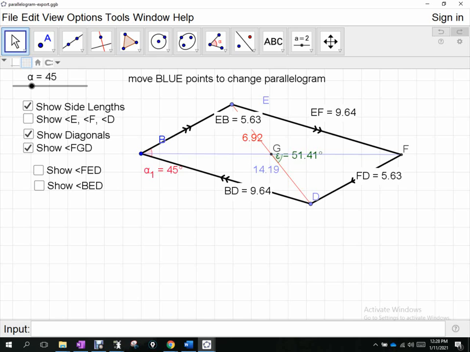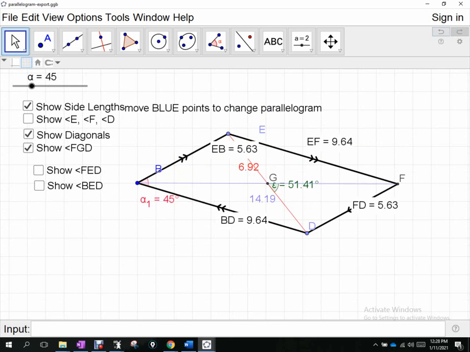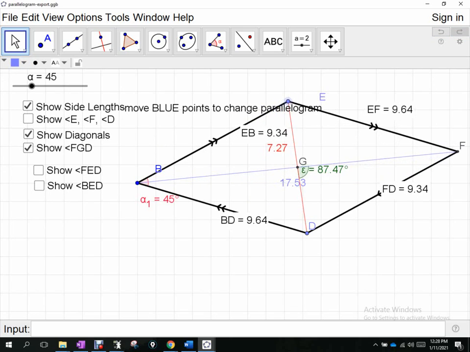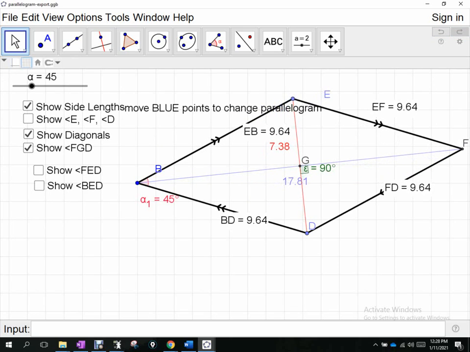But for some special parallelograms, I messed up the order. So some special ones, 9.64. So now it's a rhombus. Now we see the diagonals are indeed perpendicular. It said that the diagonals bisect angles.